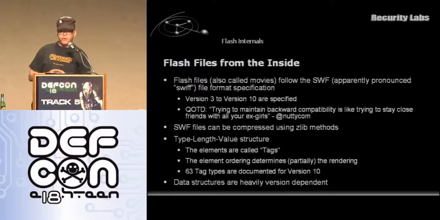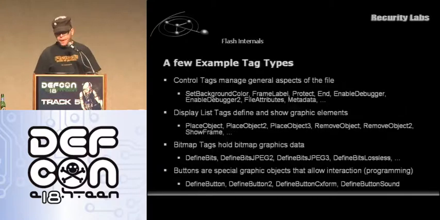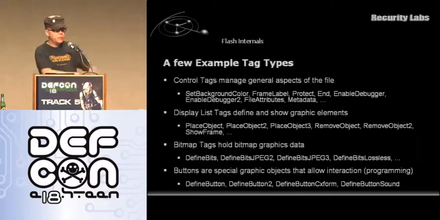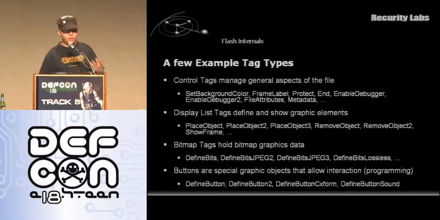In principle, the file format is composed of tags, and tags are simple type length value data structures like containers, in which then specific data structures for this tag type reside. A few examples of tag types. You have control tags, that essentially start and end the movie and set labels and so on. Then you have things that display objects, and we're going to talk about these more later.